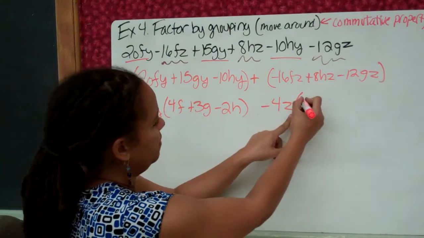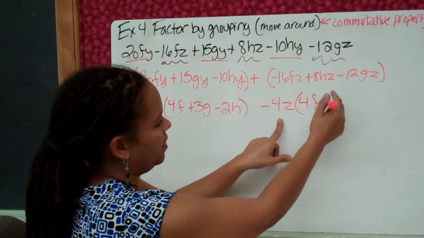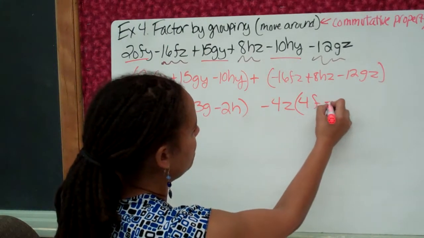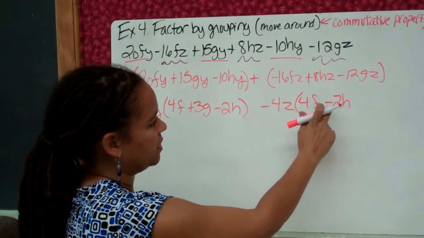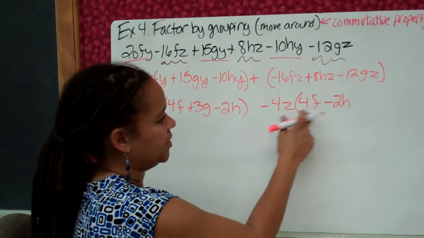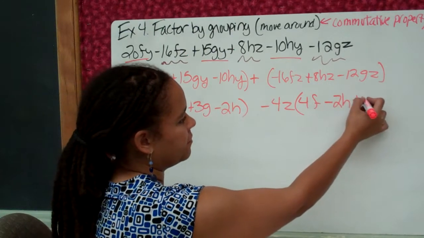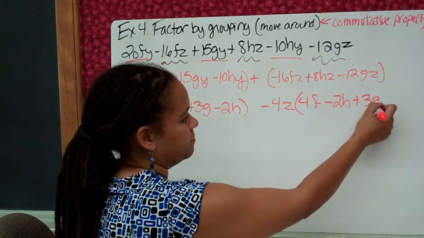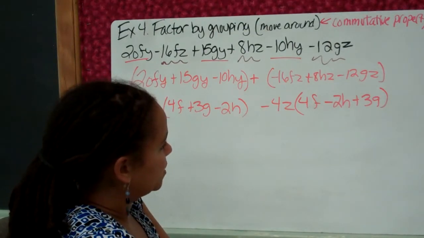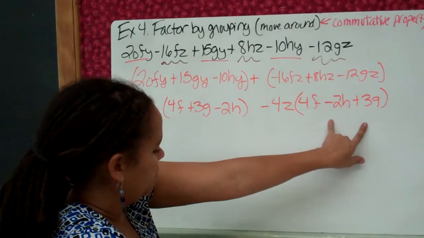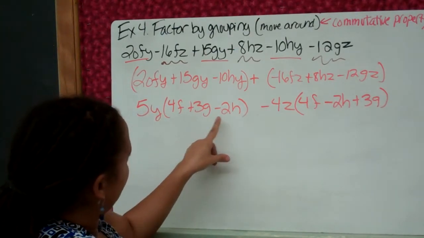So here that would give me 4f, right? And then minus 2h, because the negative 4 times minus 2 would give me 8. And the h is missing. And then the minus 4, I would multiply by the 3g. There, that looks a little bit better. So we have 4f minus 2h plus 3g over here. And here we have 4f plus 3g minus 2h.